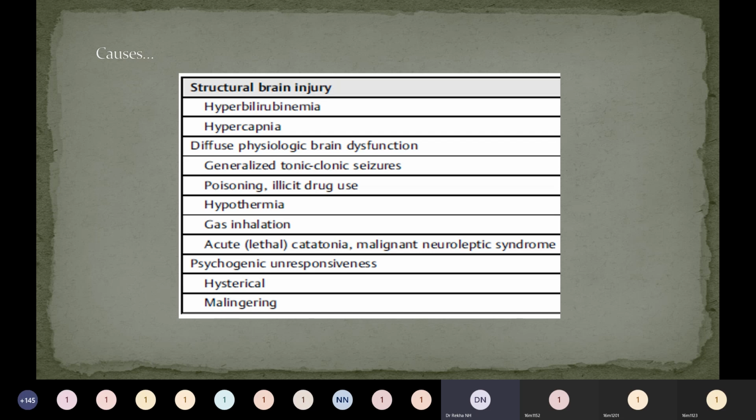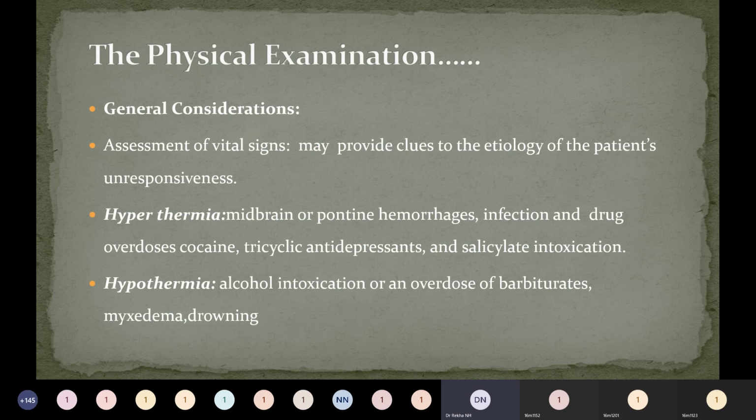Then the other common one, these are all psychogenic unresponsiveness, one of the commonest presentations to the emergency department, that is hysterical or malingering. So it is our responsibility to differentiate between whether it is a psychogenic unresponsiveness or an unresponsiveness due to structural or metabolic brain damage. So coming to the physical examination, a very important part.